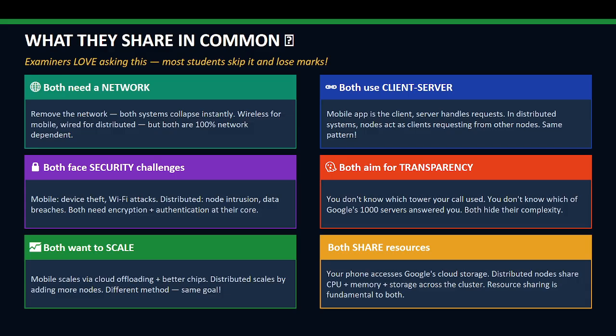Both want to scale. Different methods, same goal. Both share resources. Your phone accesses Google's cloud. Distributed nodes share CPU across the cluster. Six similarities. If the examiner asks for three, pick any three, easy marks.